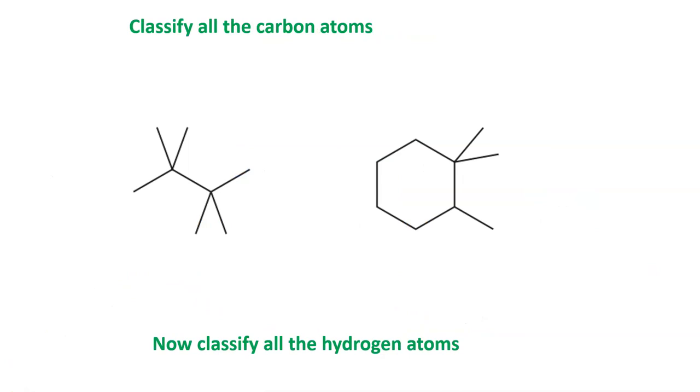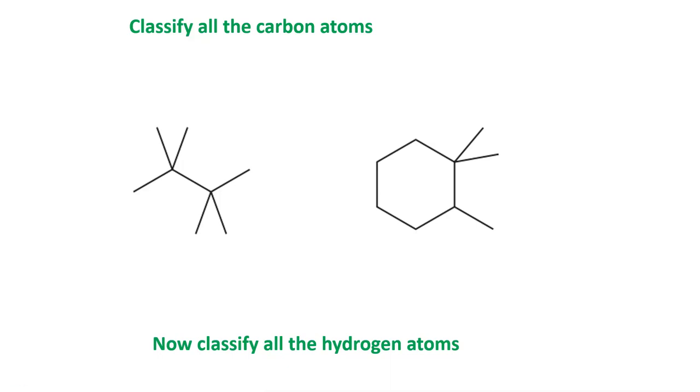So I'd like you to take a look at these 2 skeletal structures, and I would like you to classify the carbons on those and also to classify the hydrogen atoms after that. So pause. I'm going to go through the answer, but I'd like you to try this on your own first, and then we can chat about the answer and how I solved this.